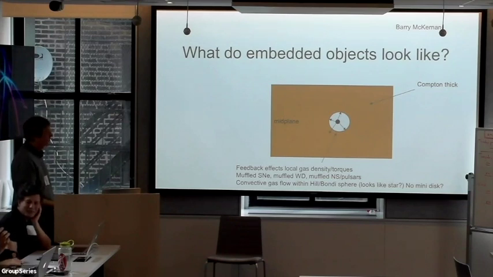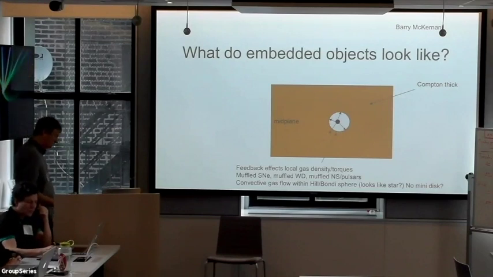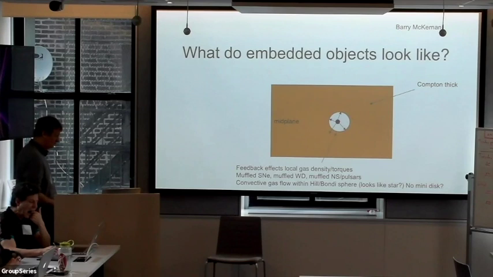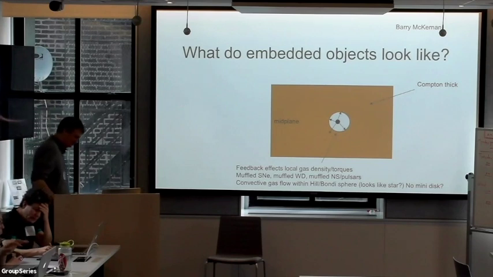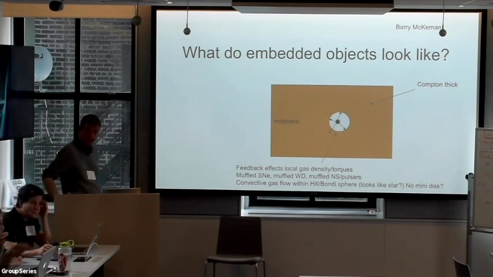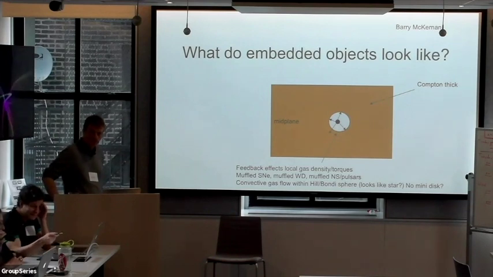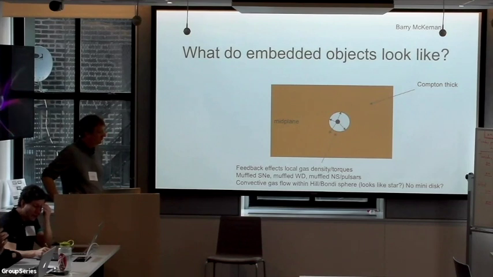But what you will get is some sort of temperature gradient inside the Hill sphere of the object, and that could lead to some sort of convective flow. So you may have the irony of black holes looking like stars, essentially, inside the AGN disk. And then there's the separate question: black holes are the minority population in this disk. There are going to be lots of stars and neutron stars and God knows what else. What are they going to look like? And what observable consequences should we anticipate from that?